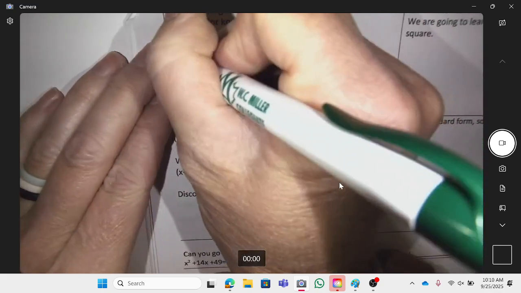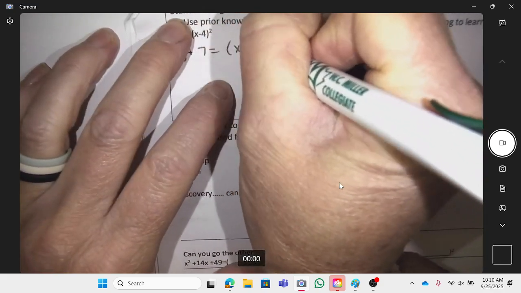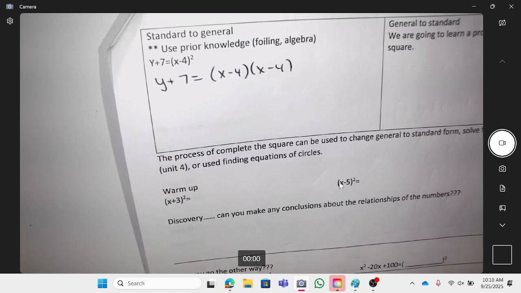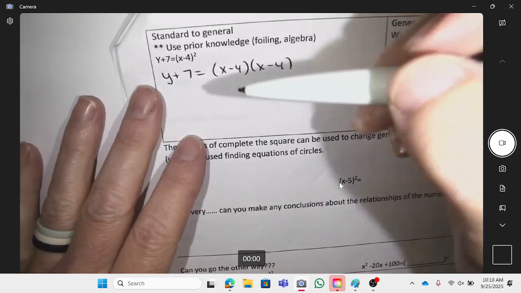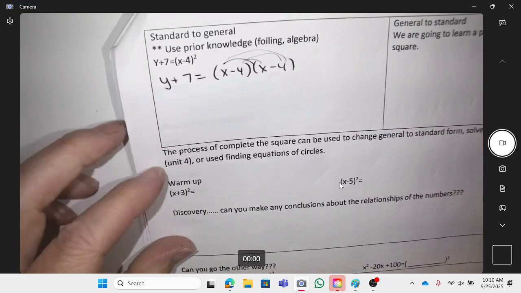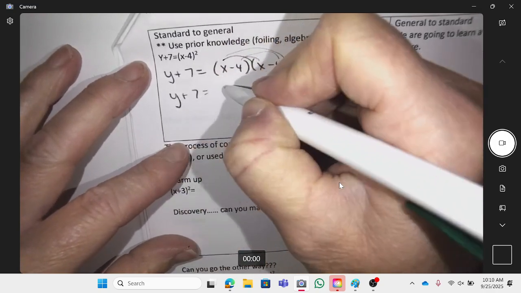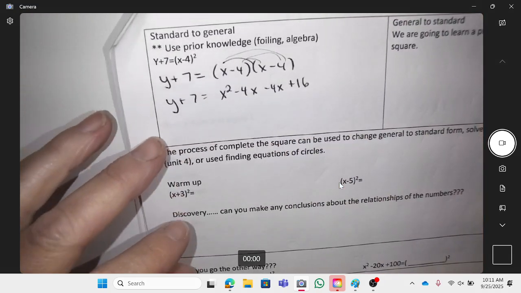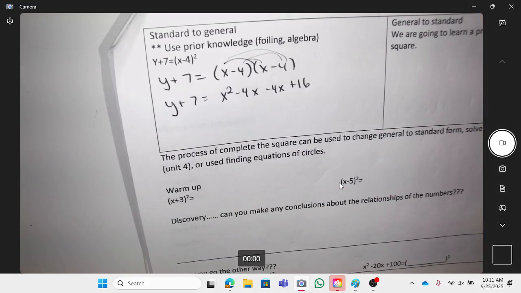So y plus 7 equals (x minus 4)(x minus 4). I'm going to write that out twice to show you, look what the definition of squaring something is. Repeat it twice. Now you're going to do your grade 9, 10 stuff here. This is a FOIL, right? F-O-I-L. Can you FOIL, expand that? See what you can come up with and then check that we did it the same.